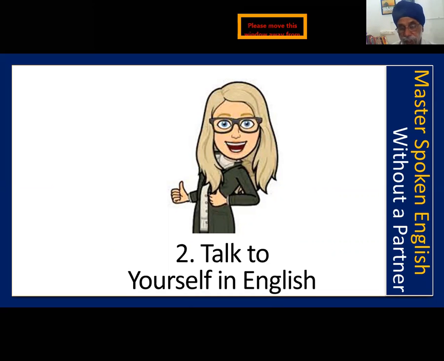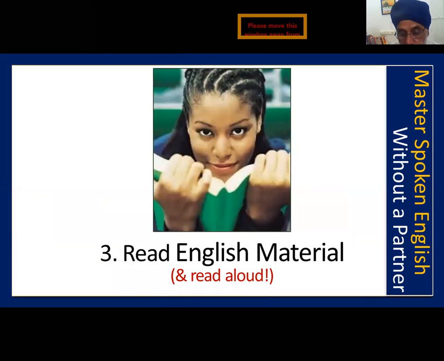So, what is the first step? Change the language of your thinking to English. And the second step is to verbalize your thoughts. Speak your thoughts loud enough for them to reach your ears. And what is the third step? The third step is to read English material and read aloud.